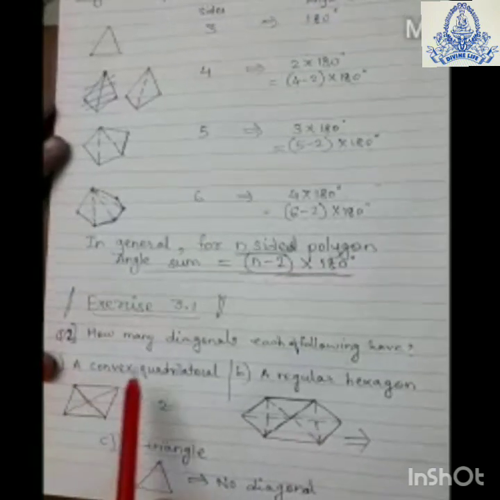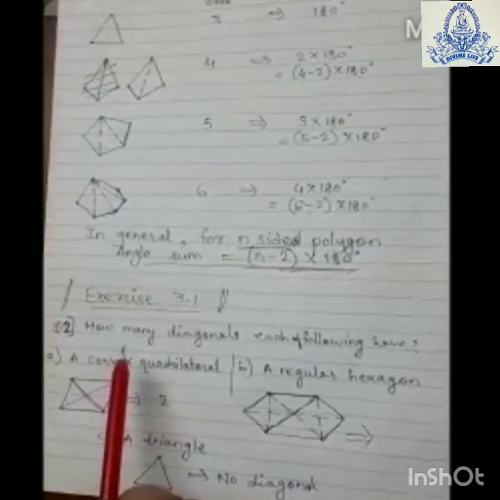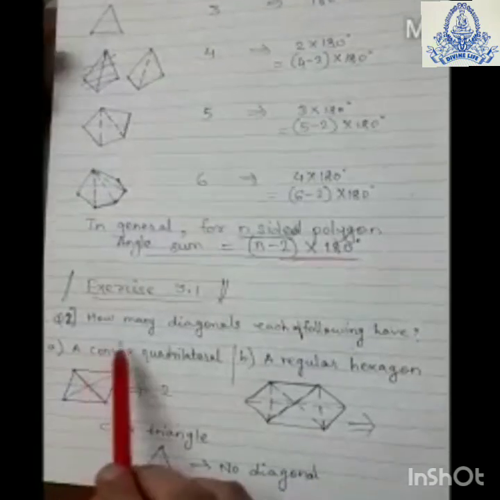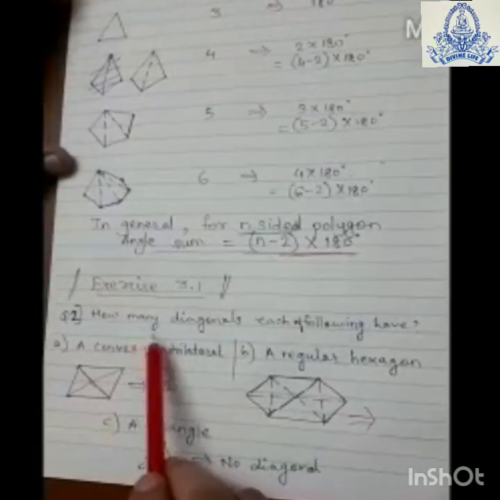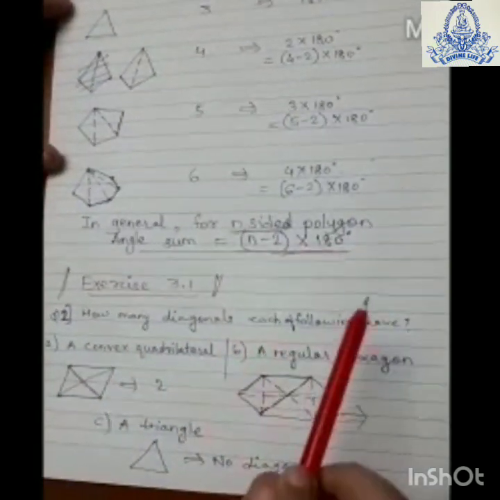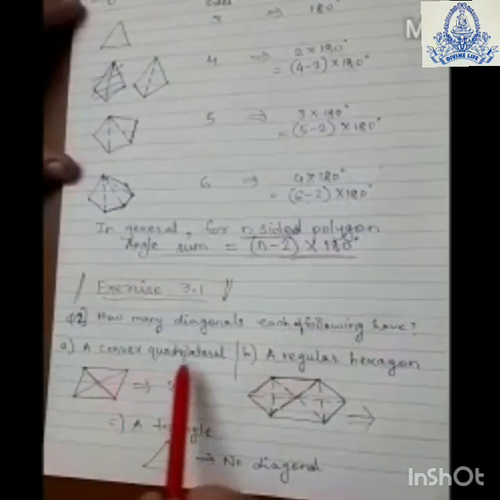Now let us see exercise 3.1. Question number 1 is simple, you can do it. Now see question number 2. How many diagonals does each of the following have? First is a convex quadrilateral.